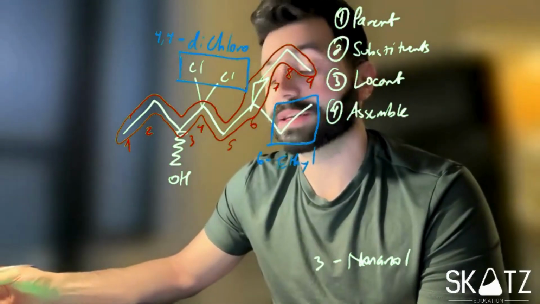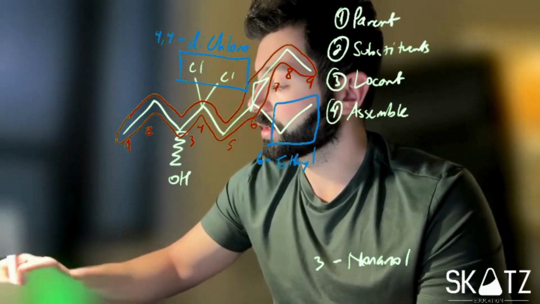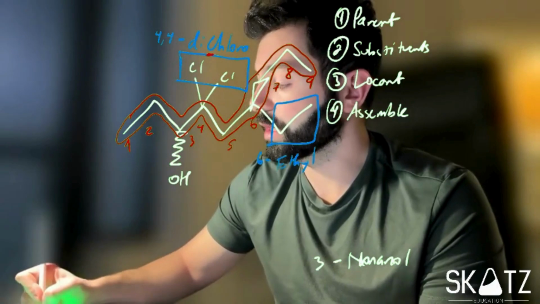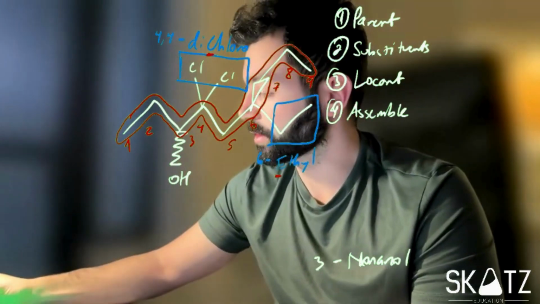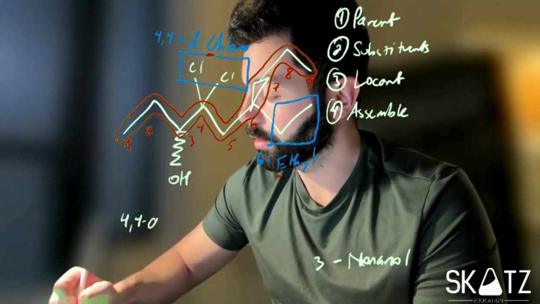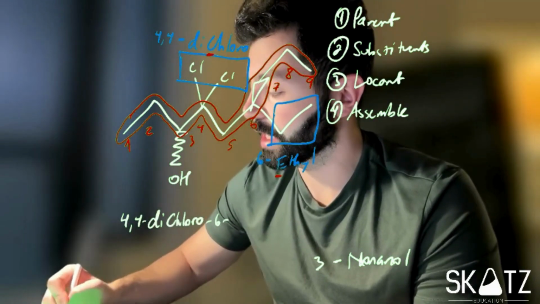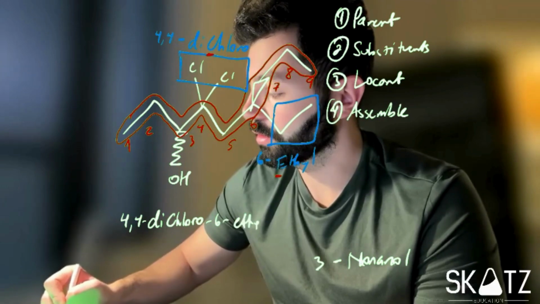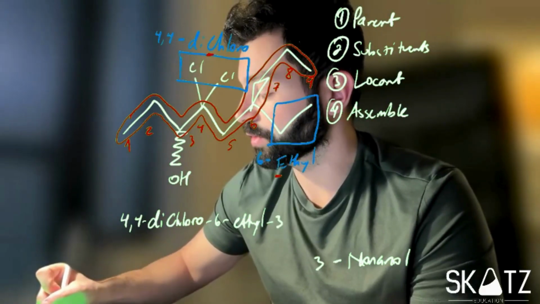And then lastly, let's assemble all of this. C comes before E in the alphabet. So we're going to arrange this in alphabetical order. So we're going to say 4, comma 4, dichloro, dash 6, dash ethyl, dash 3, and now we're doing the parent chain. So dash 3, dash nonanol.